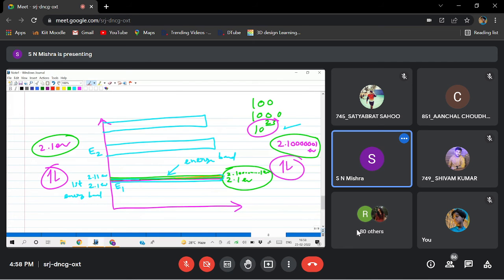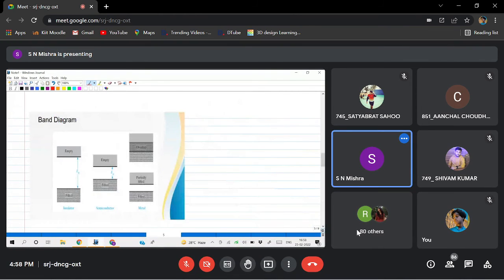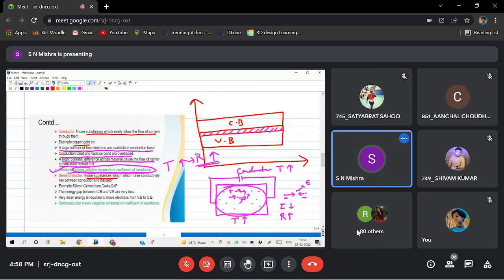Now you can see those substances which have conductivity between conductor and insulator are semiconductors. Examples: silicon, germanium, gallium arsenide, gallium phosphide. The first two are simple materials, and the second two are complex or compound materials, where gallium and arsenide, gallium and phosphide are taken. The energy gap between the Cb and Vb, Cb meaning conduction band and Vb meaning valence band, is very small, nearly 1 to 2 electron volt. So very small energy is required to move these electrons from valence band to conduction band.